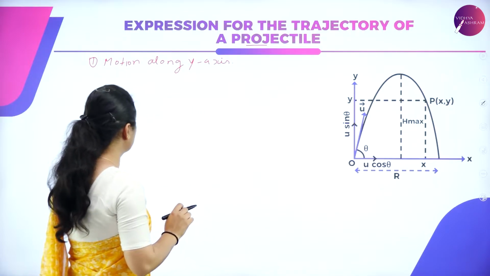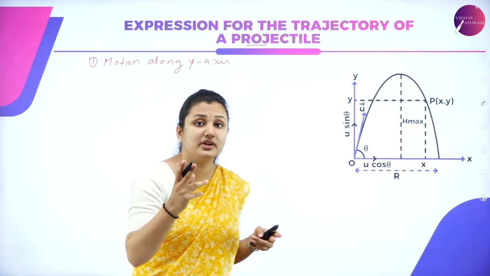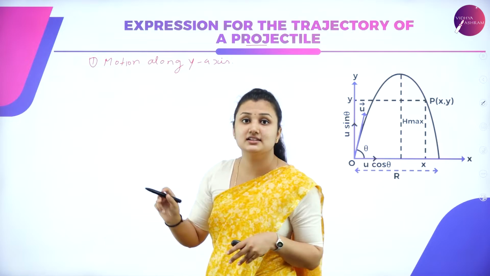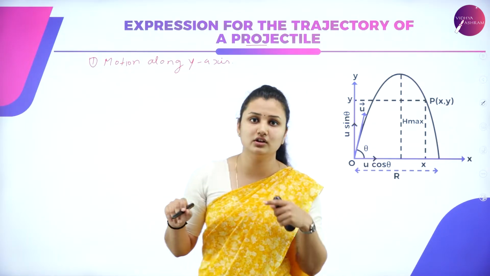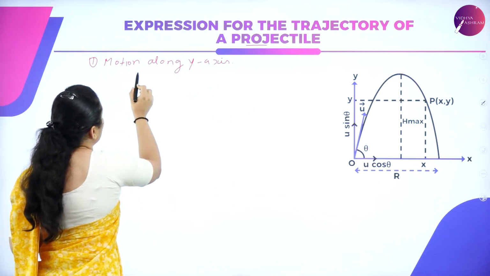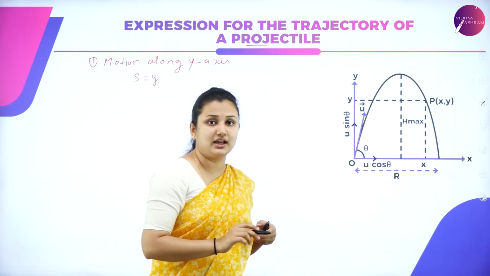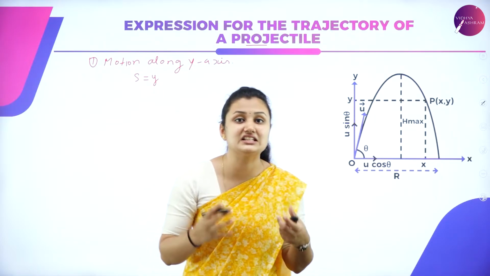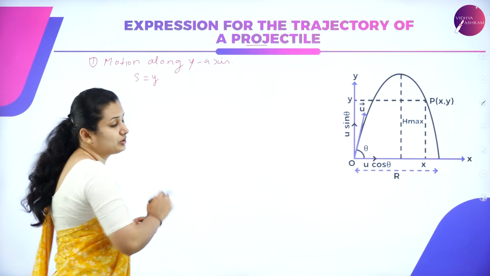First I'll consider the motion of the projectile along the y-axis. I need two components to describe the motion of the projectile. One is motion along the y-axis, the vertical component, and next is motion along the x-axis, the horizontal component. When I say motion along the y-axis, I will write S is equal to y: the distance travelled by the projectile. It's not the highest or maximum distance I am talking about, it is just the distance travelled by the projectile along the y-axis. That is why S is equal to y.